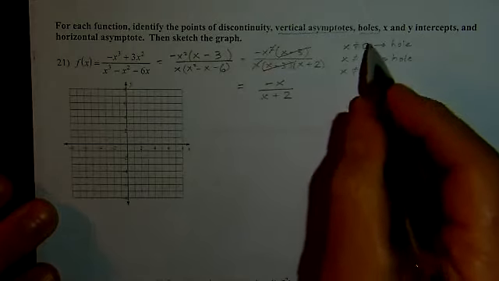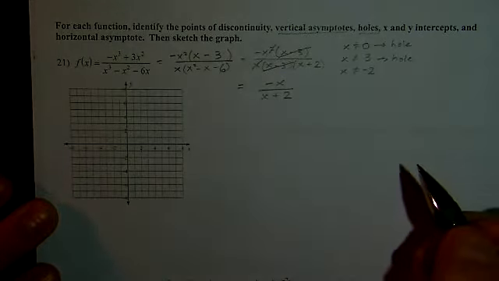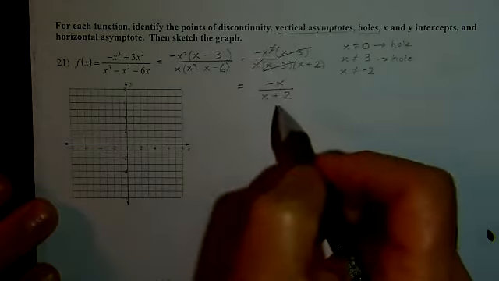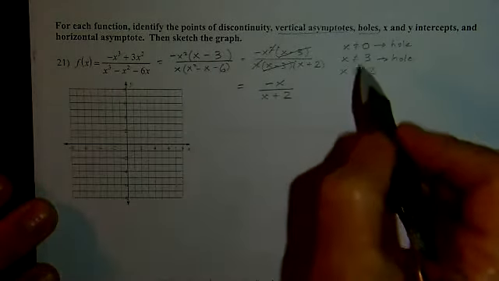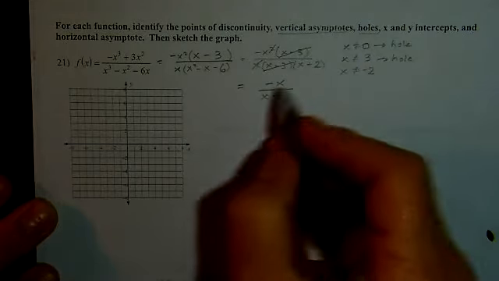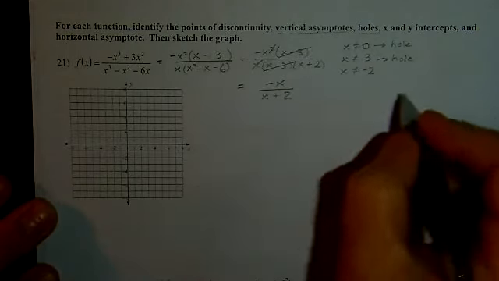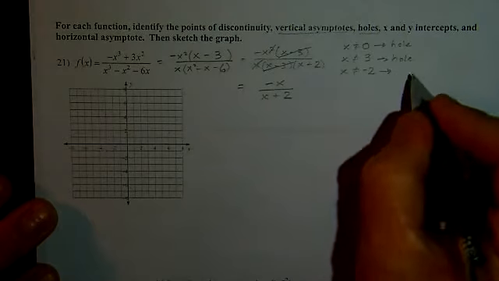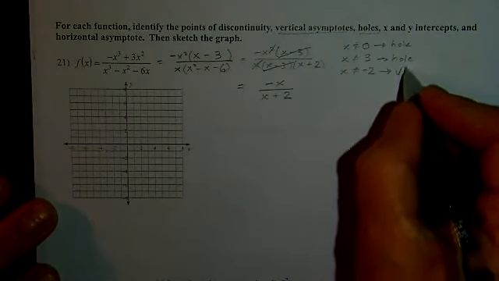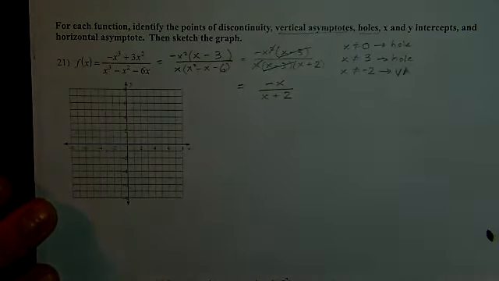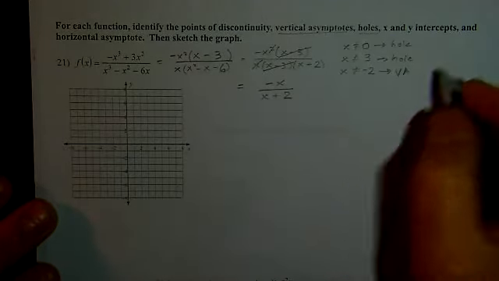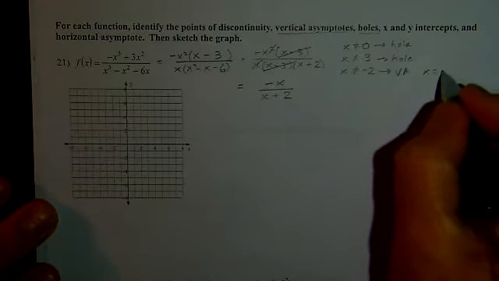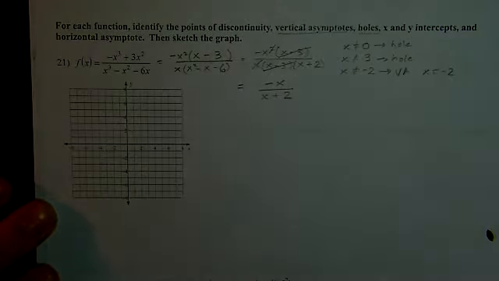However, I have to keep these 3 values of x in mind. Even though they cancel out, this function is equivalent to this one, but I still can't use these values of x. Whatever doesn't cancel out is still a discontinuity, but it creates a vertical asymptote. Vertical asymptote means it has an equation. It's a line, and the equation of the line is just x equals -2.